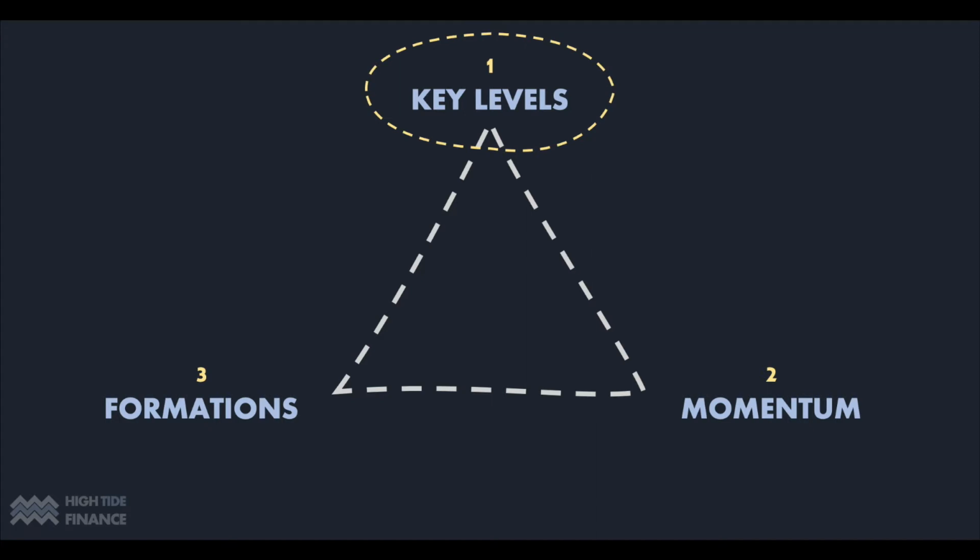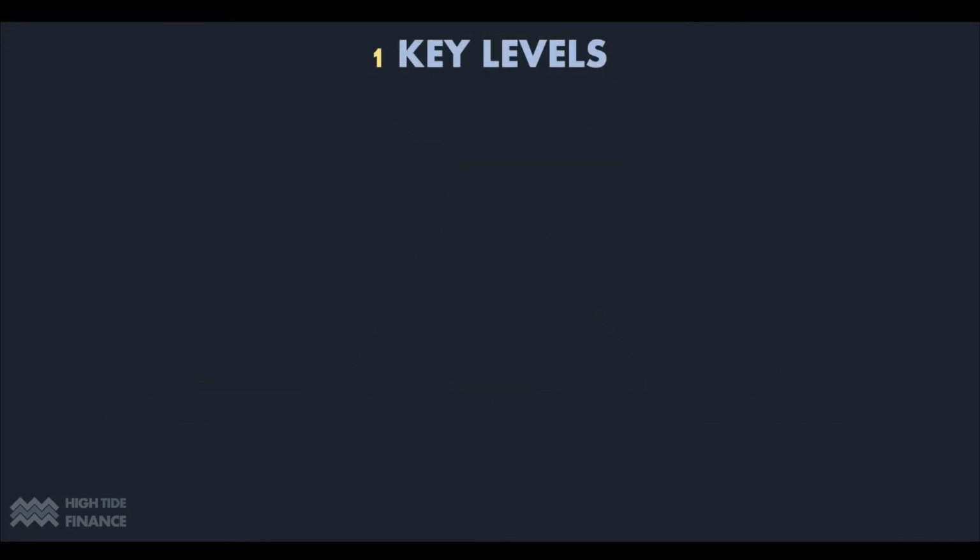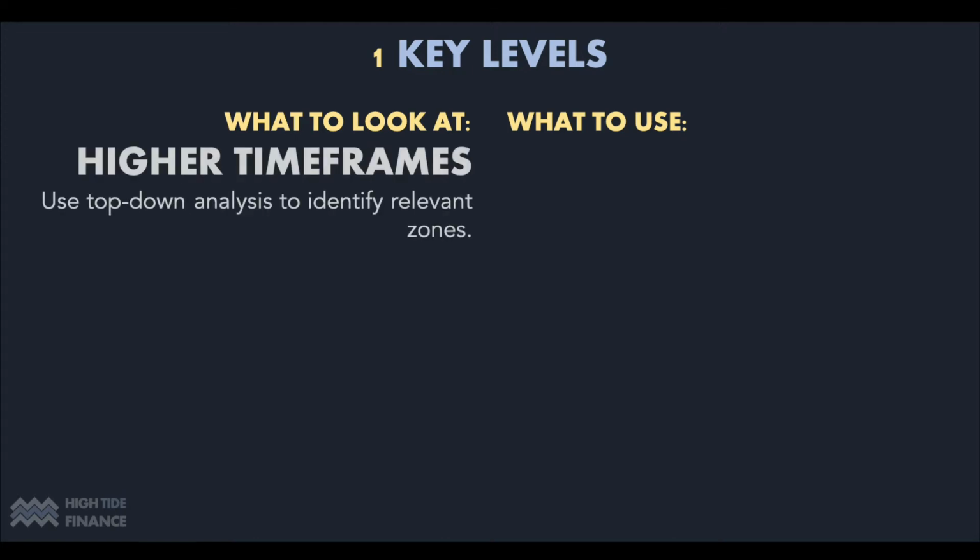We're going to start off by talking about key levels, and we're going to talk about what to look at and what to use. So this is a bit subjective. You can kind of use whatever you want, but these are the processes that I follow to update myself with key levels. I start off by looking at the higher time frames. So I use top-down analysis actually to identify my relevant zones, and then I adjust those zones as I work my way down the time frames.